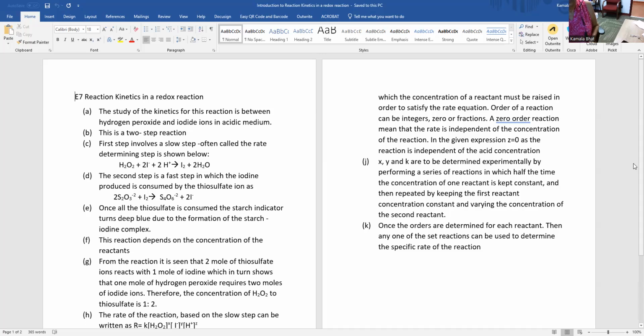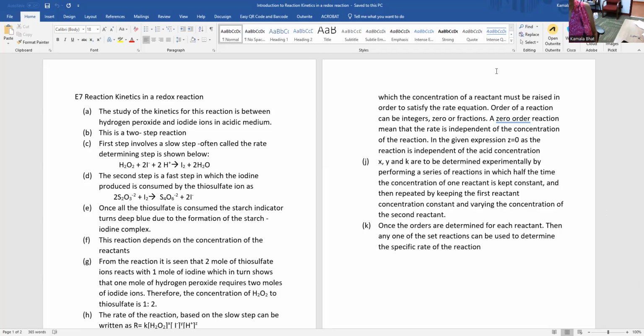Further, X, Y, and K are to be determined experimentally by performing a series of reactions in which the concentration of one reactant is kept constant. And then the experiment is repeated by changing the reactant that was constant and keeping the other reactant now constant. Once the orders are determined for each reactant, then any one set of reactions can be used to determine the specific rate of the reaction.